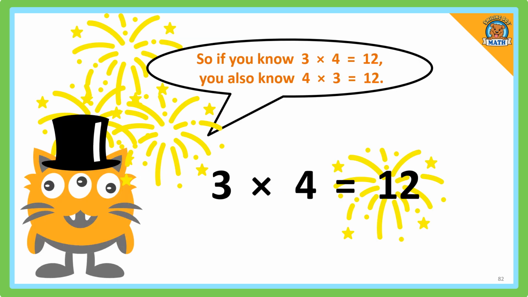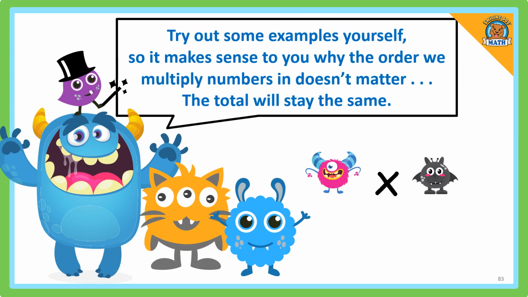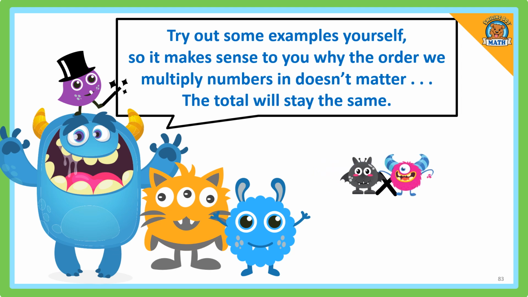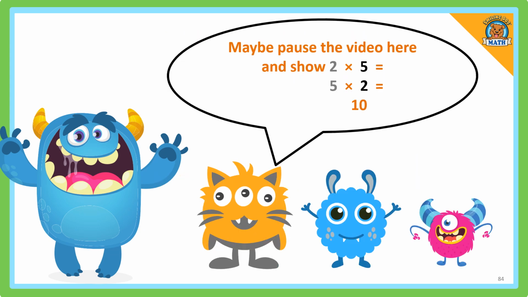So if you know 3 times 4 equals 12, you also know that 4 times 3 equals 12. The answer will be exactly the same. Try out some examples yourself so it makes sense to you why the order we multiply numbers in doesn't matter. It can really help to work this out yourself to get a really good feeling for how we're just grouping things differently. We're not changing the total in any way. The total will stay the same.